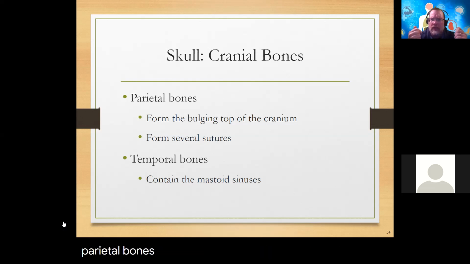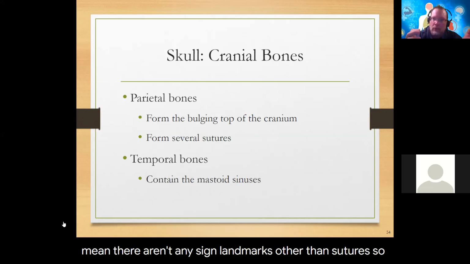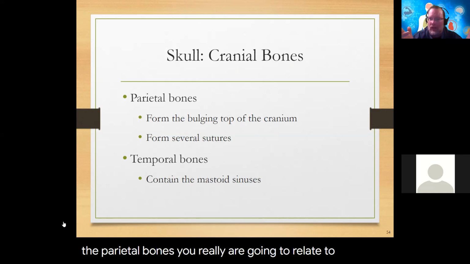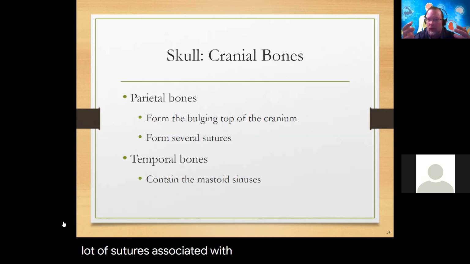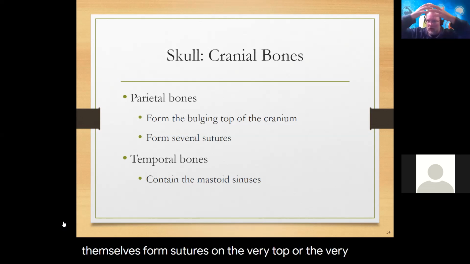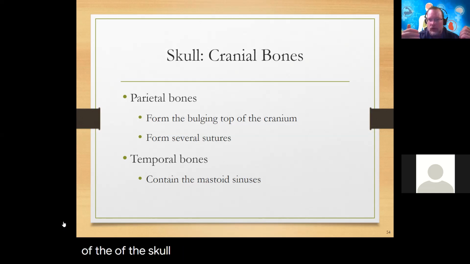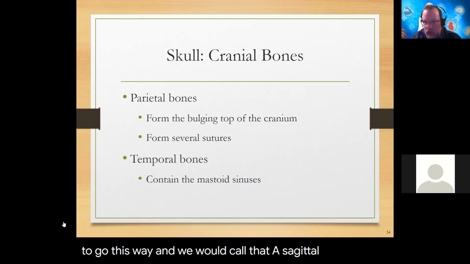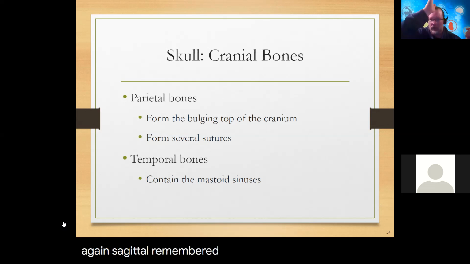parietal bones. When I say there's nothing special, I suppose I mean there aren't any sinuses. We don't see much in the way of bony landmarks other than sutures. So the parietal bones, you really are going to relate to having a lot of sutures associated with them. The two parietal bones themselves form sutures on the very top or the very crown of the skull. And those suture lines are going to go this way, and we would call that a sagittal suture. Because again, sagittal, remember, divides you into left and right sections. So the sagittal suture goes right down the center of the crown of the skull.